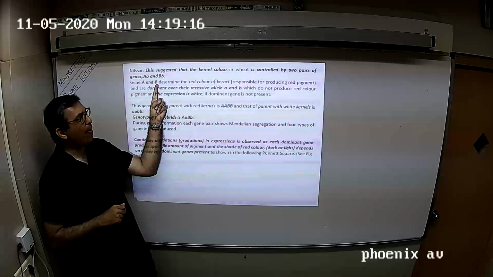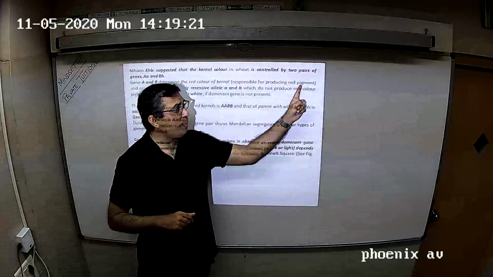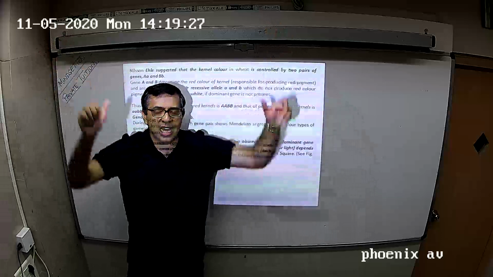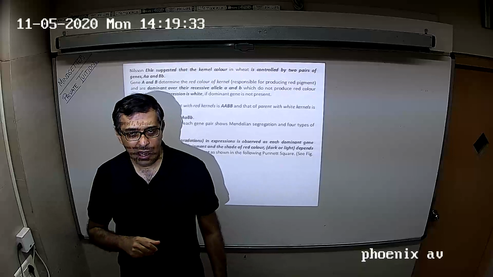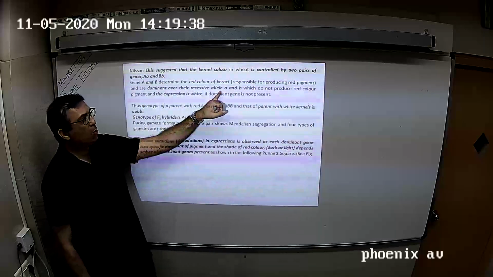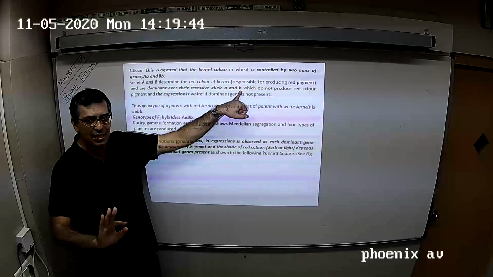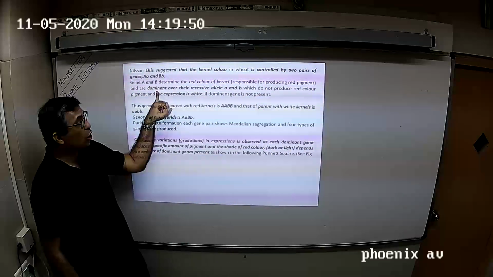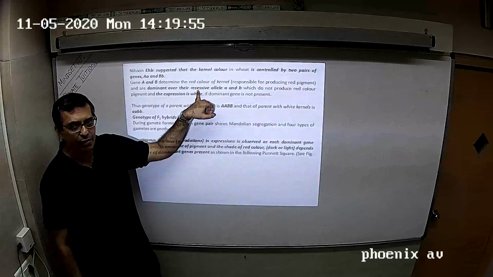Genes capital A and capital B determine the red color of the kernel, responsible for producing red pigment. So capital A and capital B undergo protein synthesis and produce red pigment anthocyanin. Capital A and capital B both produce anthocyanin. Small a and small b do not produce any anthocyanin, so they are recessive genes, and capital A and capital B, which produce red anthocyanin, are dominant.